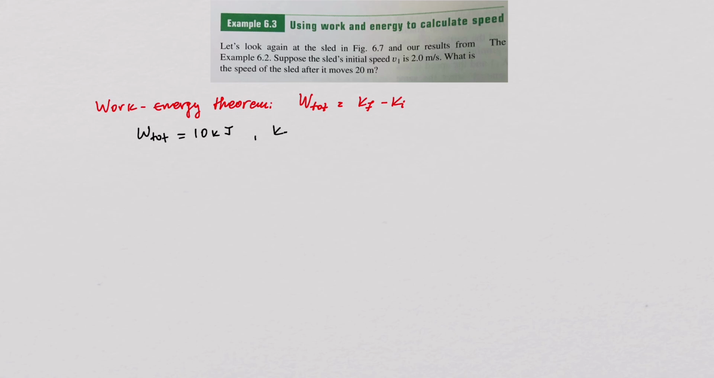The change in kinetic energy will be simply mass times final velocity squared divided by 2 minus mass times initial velocity squared divided by 2. One thing that I don't know right now is the mass of the sled and load, but I know the weight of the sled and load. So I can find the mass by simply dividing the weight by gravitational acceleration. So this is 14,700 newtons divided by 9.8 meters per second squared. This will give me 1,500 kilograms.